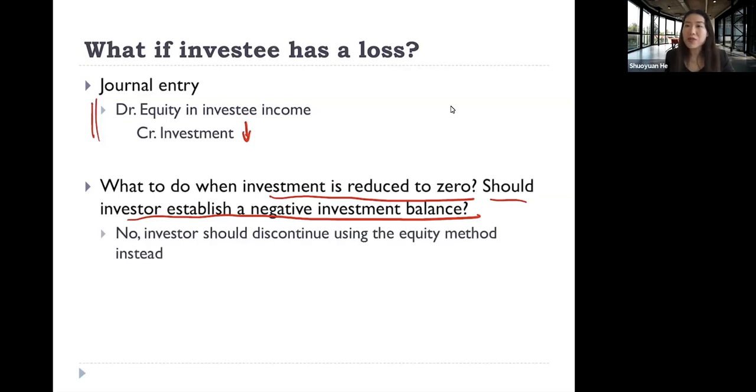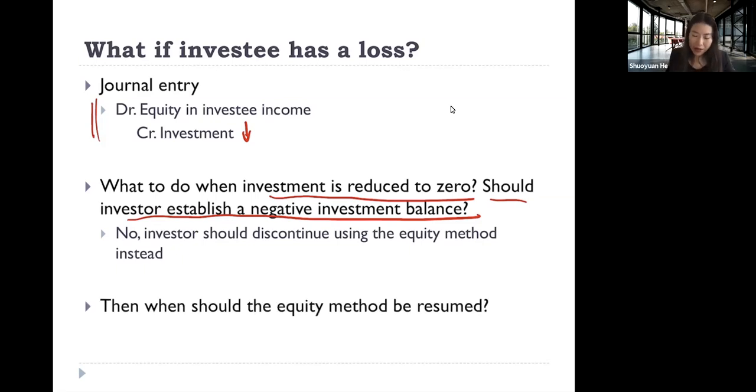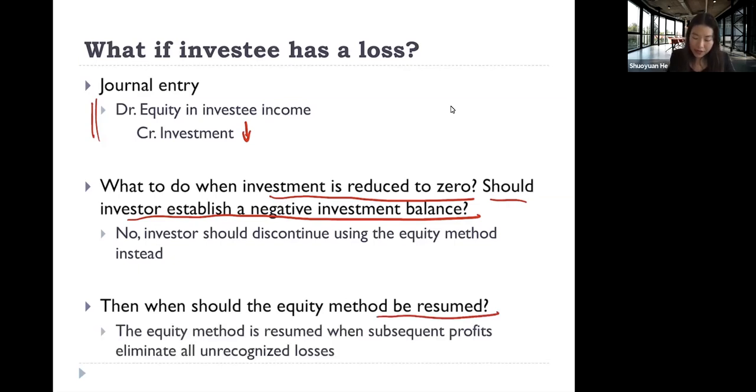And the answer to this question is no. The investor should discontinue using the equity method in this situation. And then when should the equity method be resumed? When can we resume using the equity method? The answer is when subsequent profit eliminates all unrecognized loss.